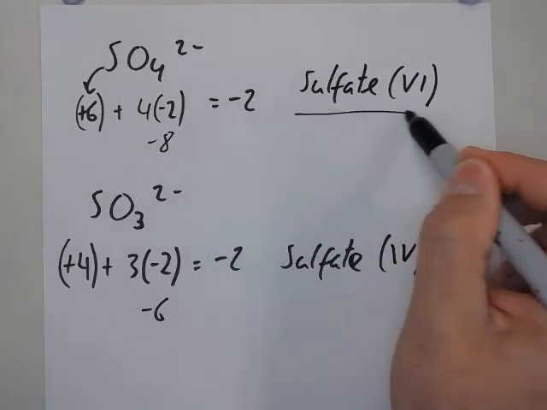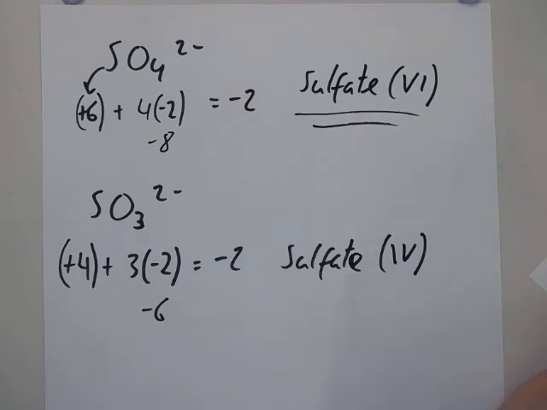Okay. Normally when you talk about sulfate, everyone assumes you mean the far more common one, which is sulfate(VI). So if people just say sulfate, generally you assume it's SO4 2-. Okay, but it's good to be aware that there are two different types.